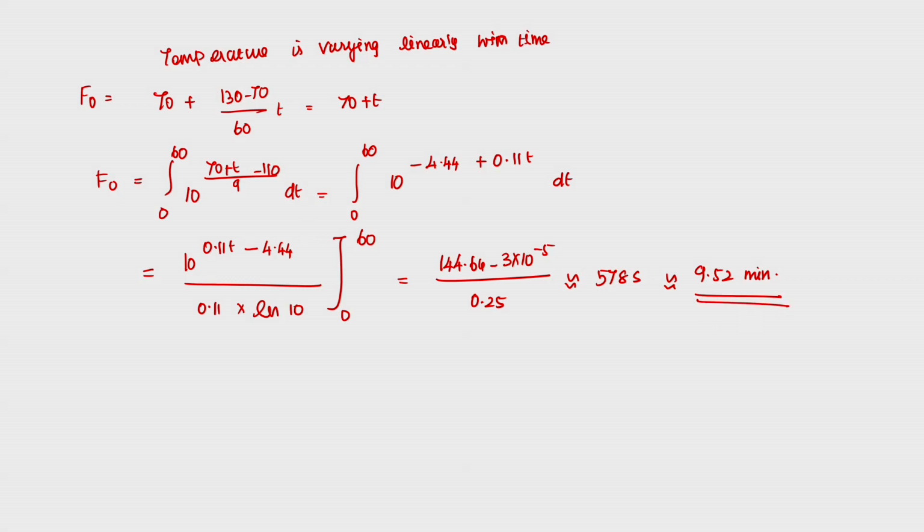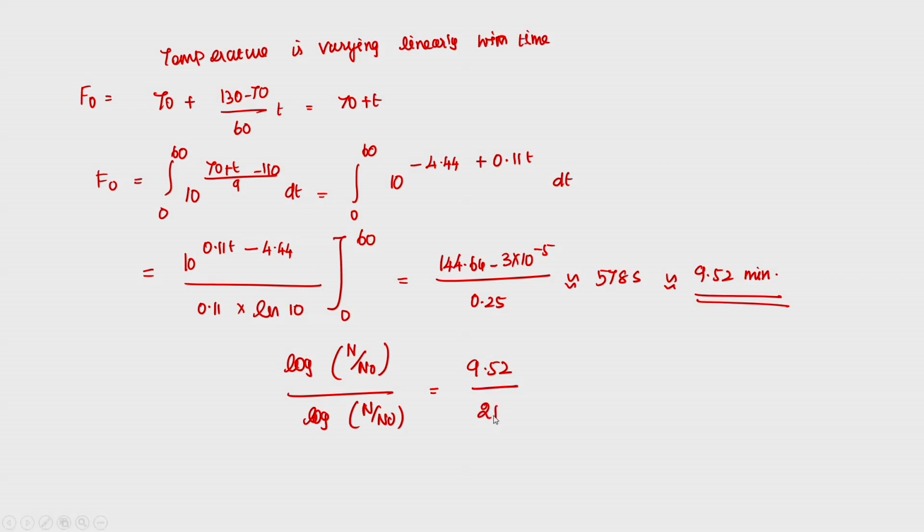So, if you do it at 110 degree, it is coming around 21 minute. But if you increase the temperature linearly from 70 to 130 for about 60 seconds, your equivalent F naught is 9.52 minute. So, we are supposed to calculate both the ratios, log of n upon n naught, which is nothing but our actual process, what we have calculated is 9.52.